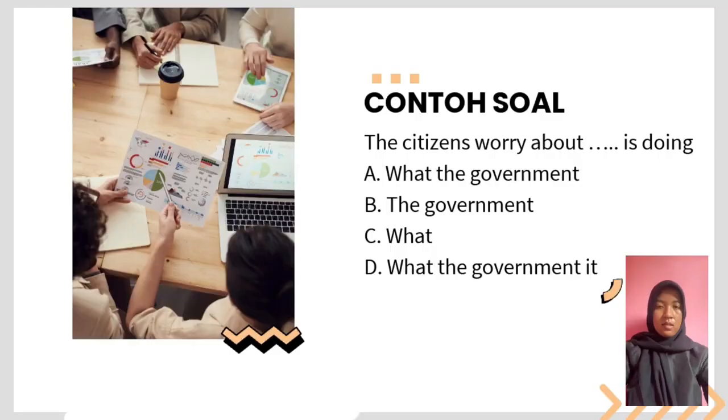Example question. The citizens worry about blank is doing. Answer A, what the government. Answer B, what. Answer C, the government. And answer D, what the government is.